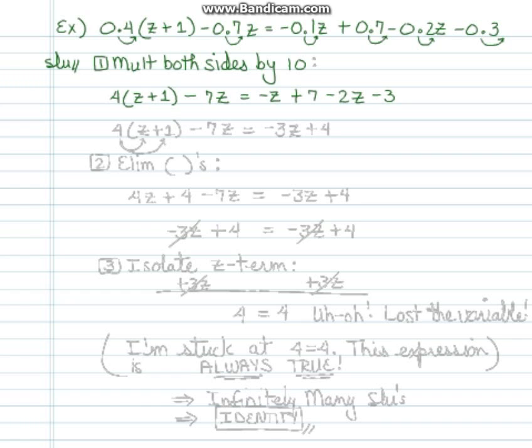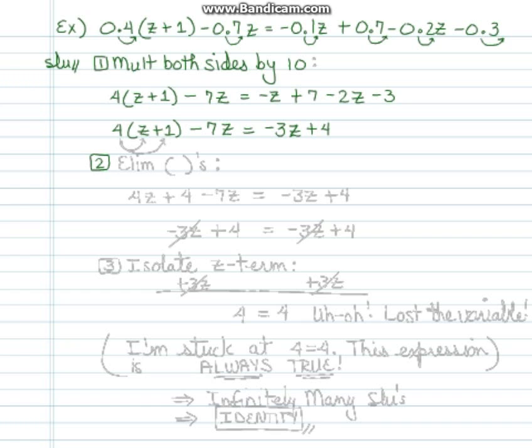Let's do that now. 4 times z plus 1 minus 7z equals, we have a negative z and a negative 2z. Together that gives me negative 3z. We have a positive 7 minus 3. That makes a positive 4. Okay, we cleaned up by combining like terms. Let's go to step 2.